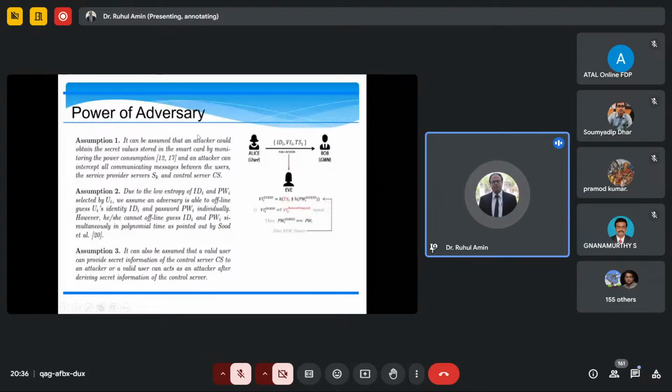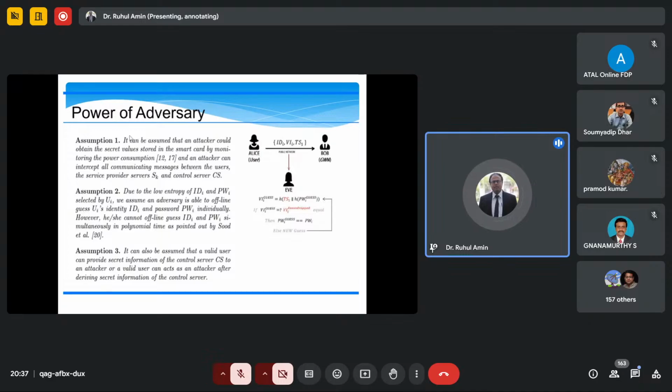So in that case, for example, a user is using a smart card, and in that smart card some information is stored, and that information helps the user to log in to the system, right? Considering this scenario, assumption one is that whatever crypto information we are storing in the smart card, the attacker can get all that information.